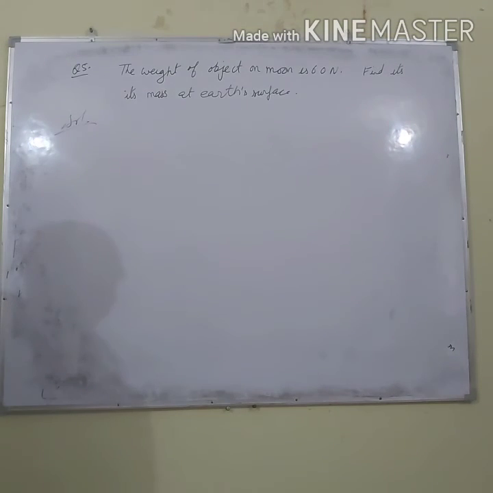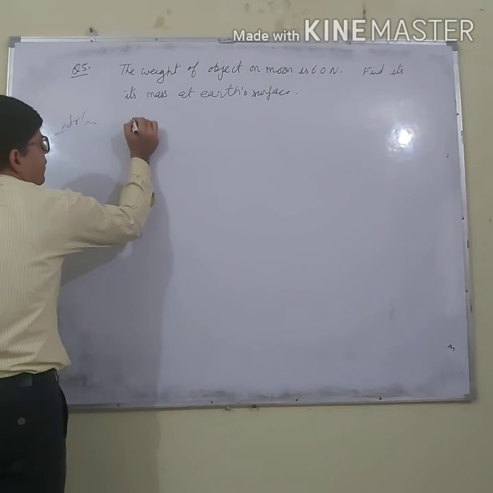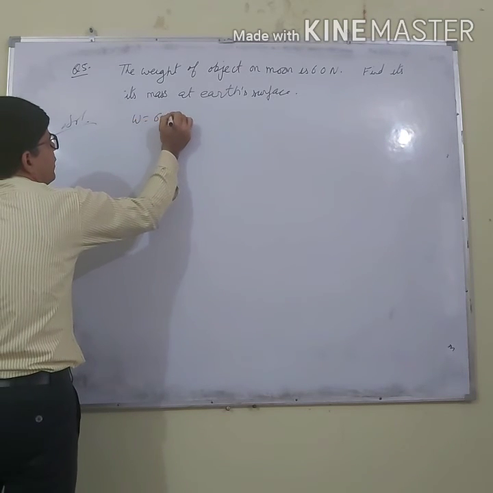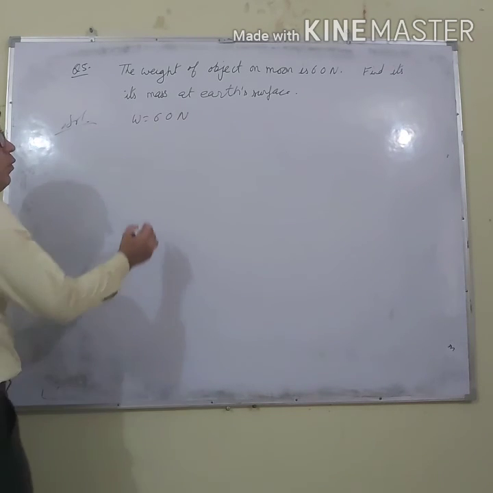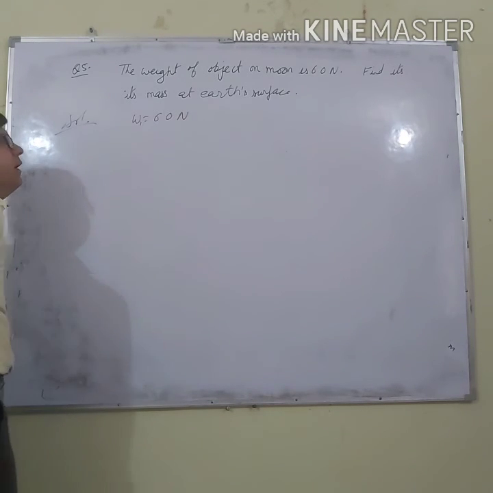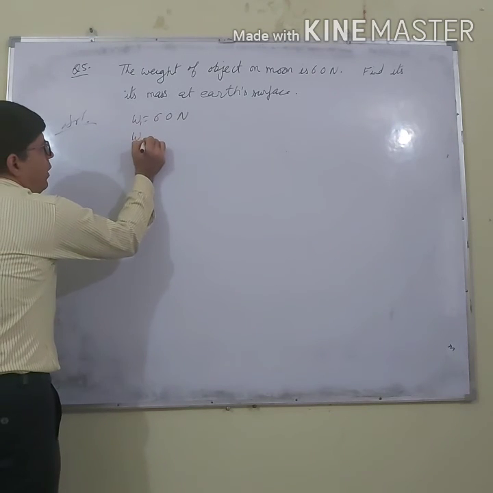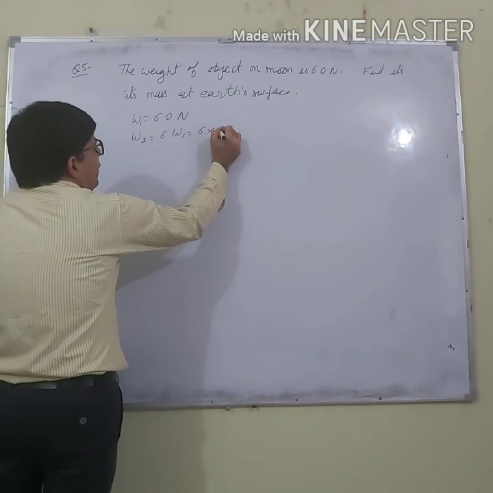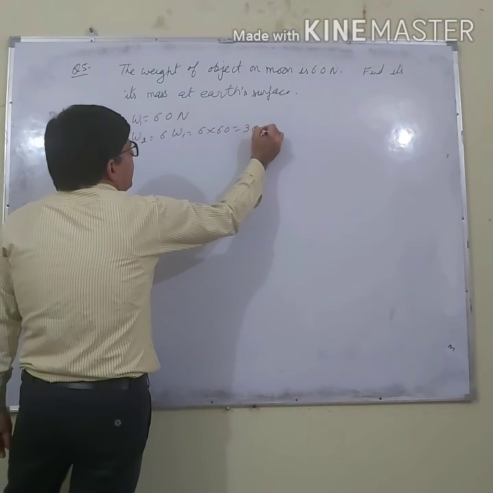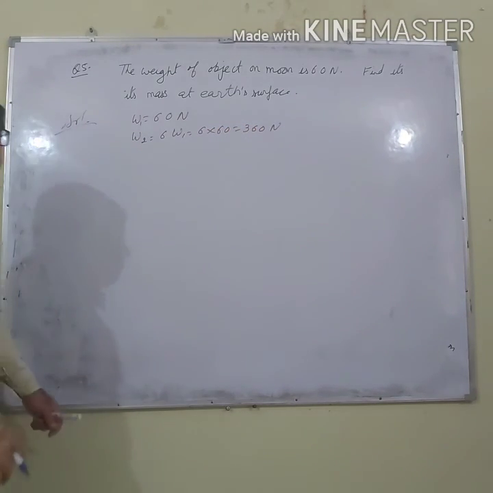Solution is, the weight of an object on the moon is 60, let us say 60 Newton. This is the weight of an object on the moon. What is its weight on Earth? 6 times 60, it is 360 Newton.